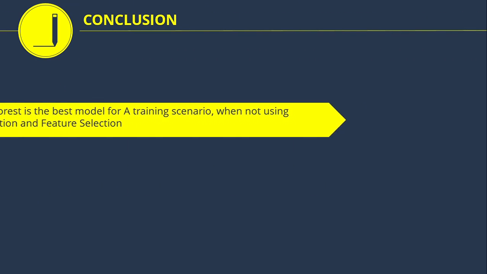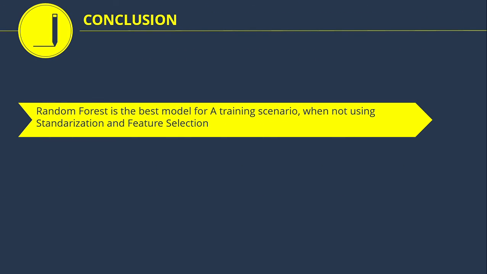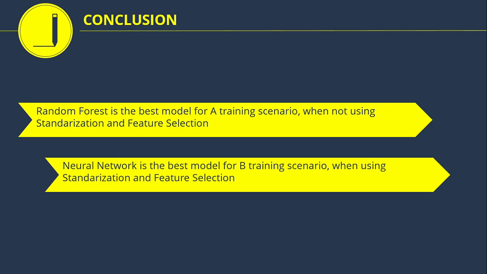So the conclusion of this project is that random forest is the best model for training scenario A, when we don't use standardization and feature selection. But in scenario B, the neural network is the best model when we use standardization and feature selection. But I recommend using standardization and feature selection instead of not using them. It's the better way to make the algorithm easy to train and boost the accuracy.